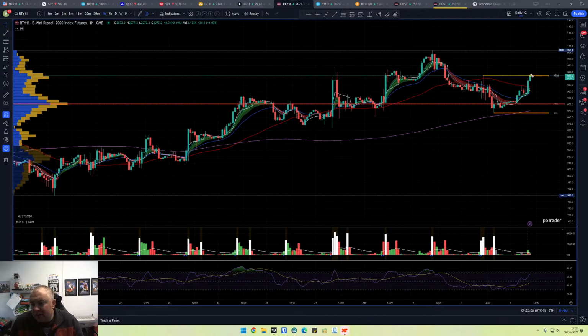Break and retest off the pre-market high and yesterday's high. That's probably a decent trade. And then if we come back down into the 200 area, there's the 200 moving average, 2050 for a bounce.